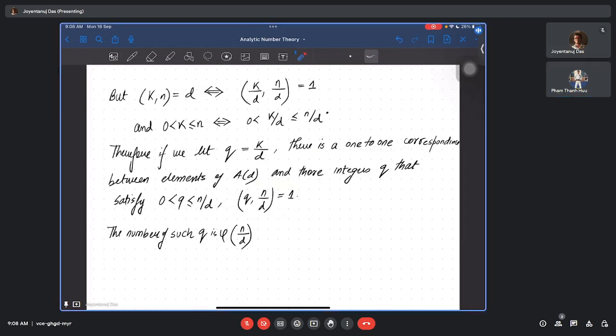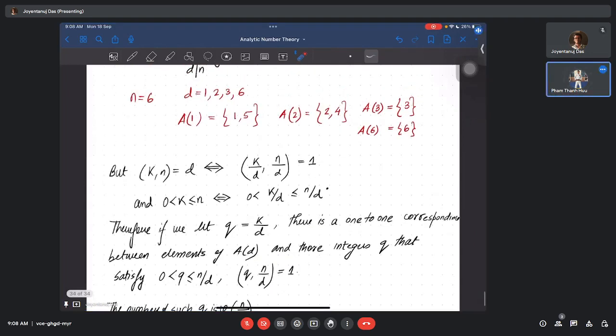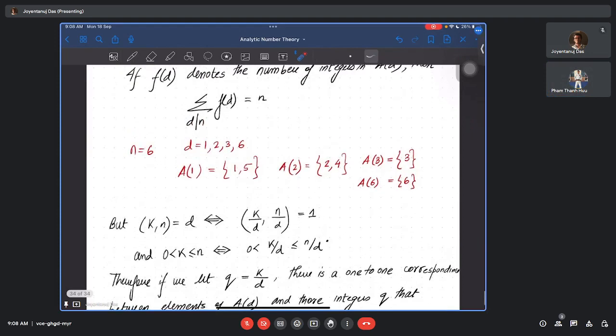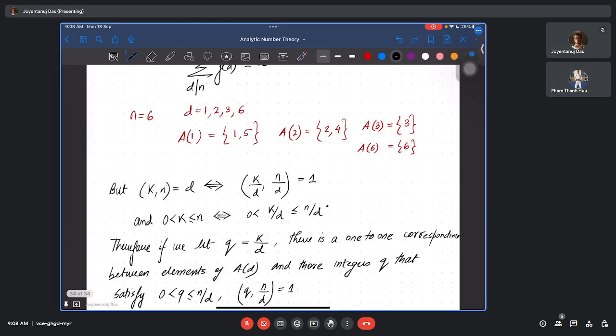Okay, let us go through an example; that will be easier. Let us take d equals 2. Suppose d is equal to 2, and let us take k equals 4. Then I know that k comma n is 4 comma 6, the GCD is 2. Now if I divide by 2, that is 2 comma 3, and the GCD is 1, that is fine.